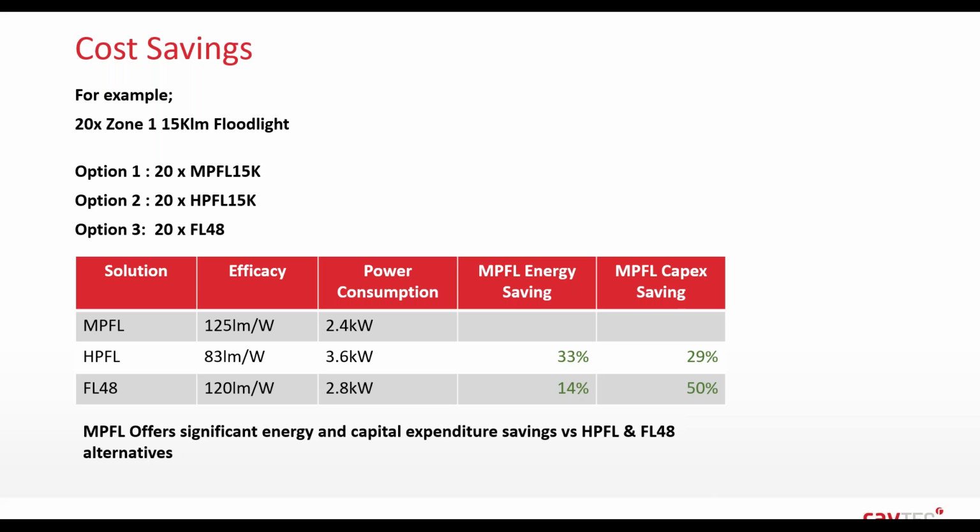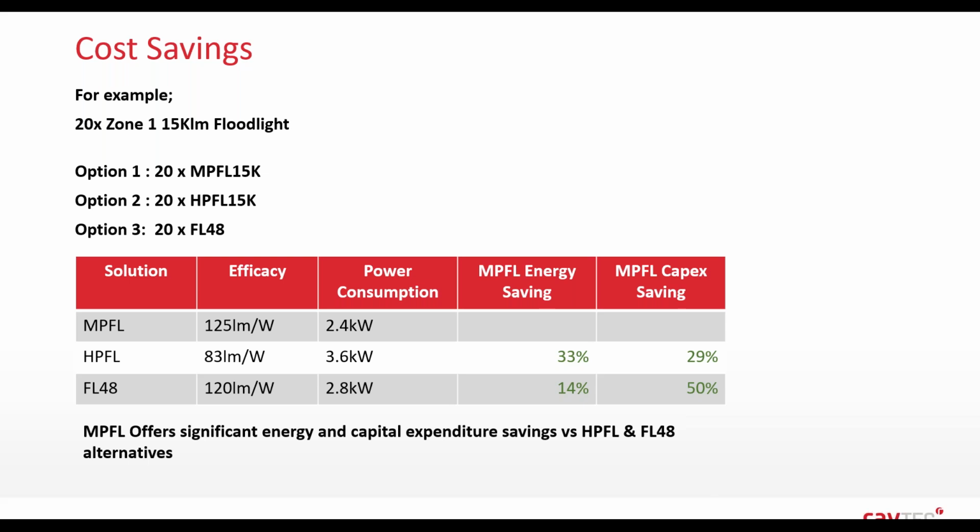Second option is to use 20 of our high-power flood 15K units. And the last option is to use 20 of our FL48 floodlights. All options provide equivalent performance in terms of light output. However, as you can see in the table below, mid-power offers extreme cost savings compared to other units, not just with regards to total solution cost, but also efficacy and power consumption.